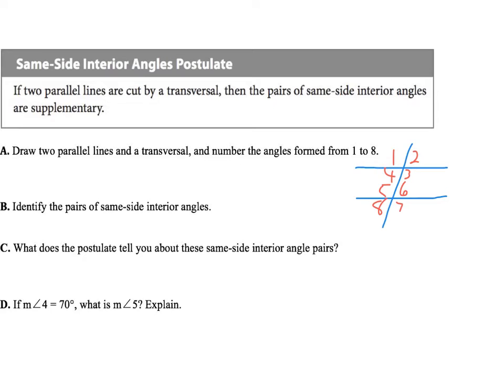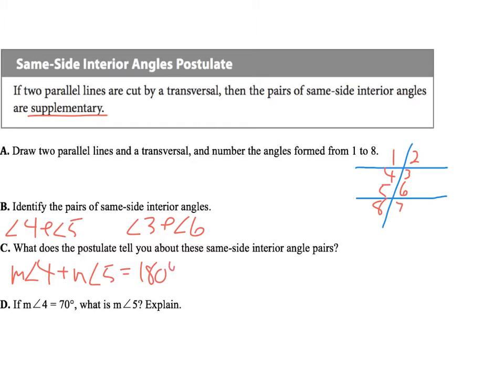And then we want to identify our same side interior angles. So we would say angle 4 and angle 5, and angle 3 and angle 6 would be our same side. And what does the postulate tell you about these same side interior angle pairs? It tells us that they are supplementary. So that means that the measure of angle 4 plus the measure of angle 5 equals 180. And the same thing, measure of angle 3 plus measure of angle 6 also equals 180.